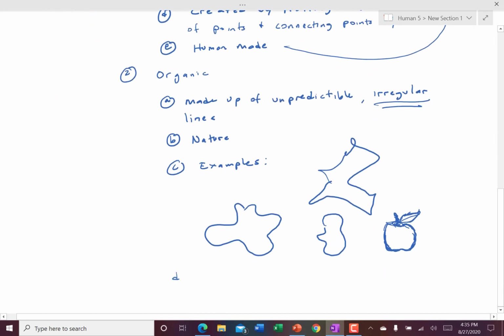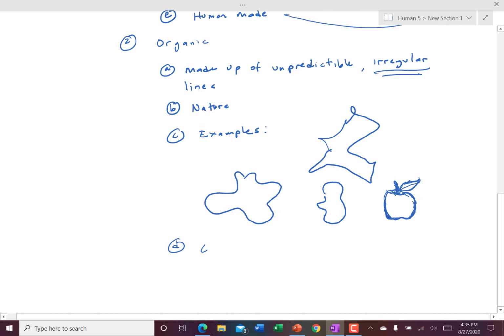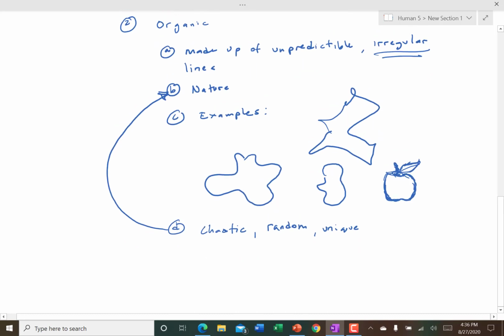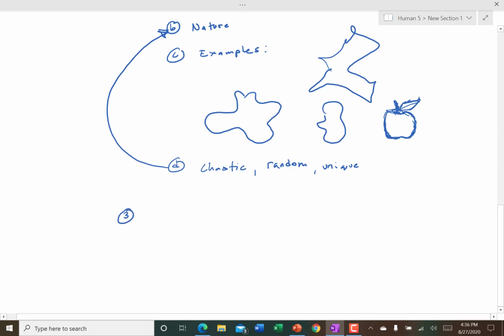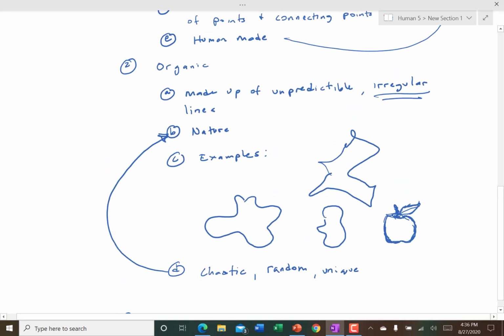whereas organic shapes are going to seem more chaotic, random, unique, right? Along with, of course, nature. So those should be easy to remember, because if you know irregular and regular lines, you just have to translate that to a shape. So it's not just a line, it's points with either regular or irregular lines connecting them to make that. And this applies for organic too, right?